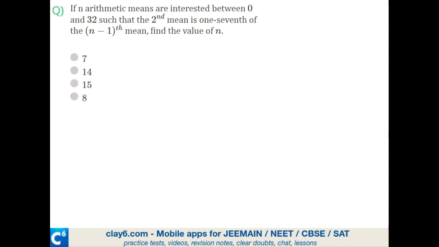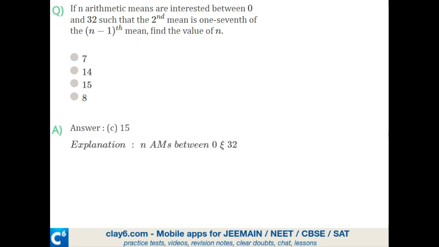Before we get to the solution, the key here is that they are talking about the mean, which is another term in the whole arithmetic progression. So you need to look at it as 0 being the first term and 32 being the last term, and then there are going to be n terms in the middle. That is the goal here. So let's see how we get to this answer.